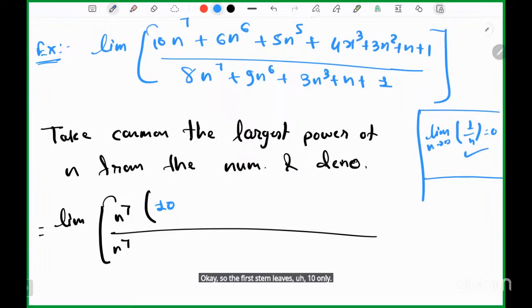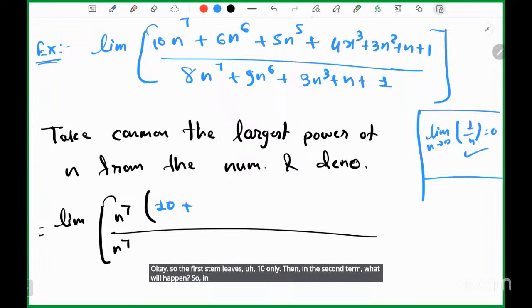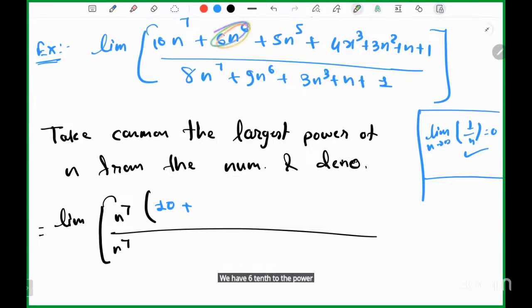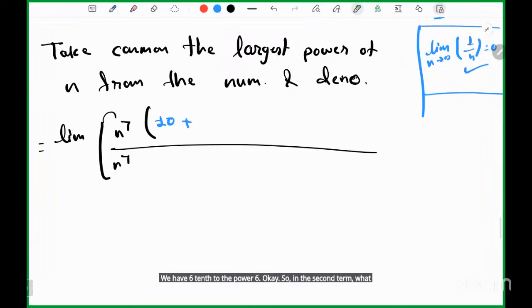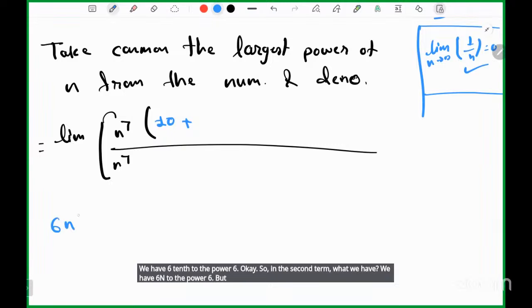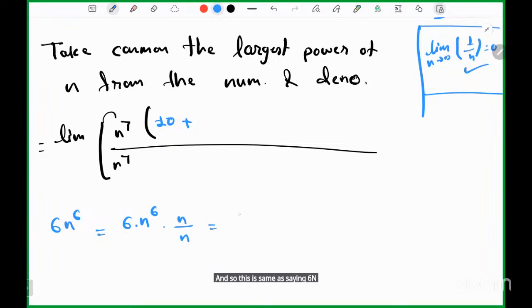Then in the second term, what will happen? In the second term, we don't have n to the power 7 exactly. We have 6 n to the power 6. But you can write this as 6 into n to the power 6 into n by n. I'm just multiplying and dividing by n. So this is the same as saying 6 n to the power 7 by n.